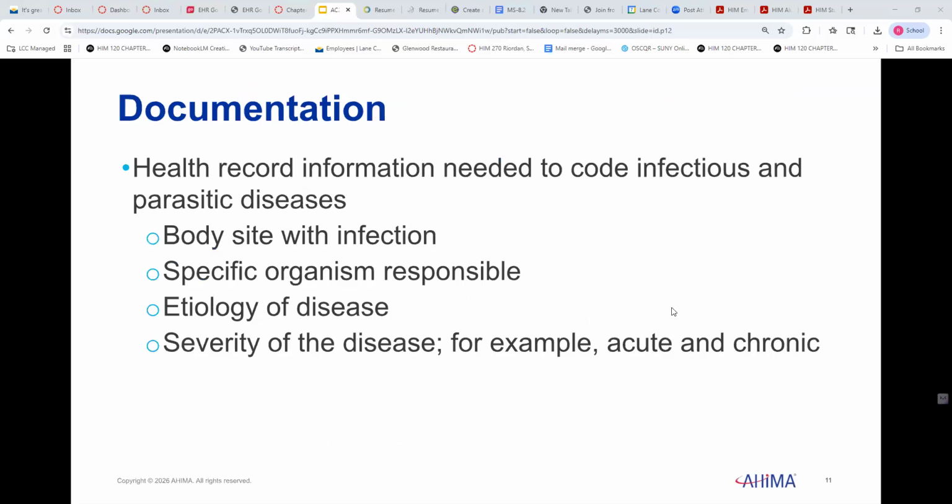And again, the health record information needs to code the infectious disease. The coding is always based on the documentation. And these may present in some different ways. There may be a body site with an infection. There may be a specific organism responsible. Typically, significant infections are tested for. So that's how that comes out. You need to kind of understand the etiology of the disease and the severity of the disease, meaning, for the most part, acute and chronic.